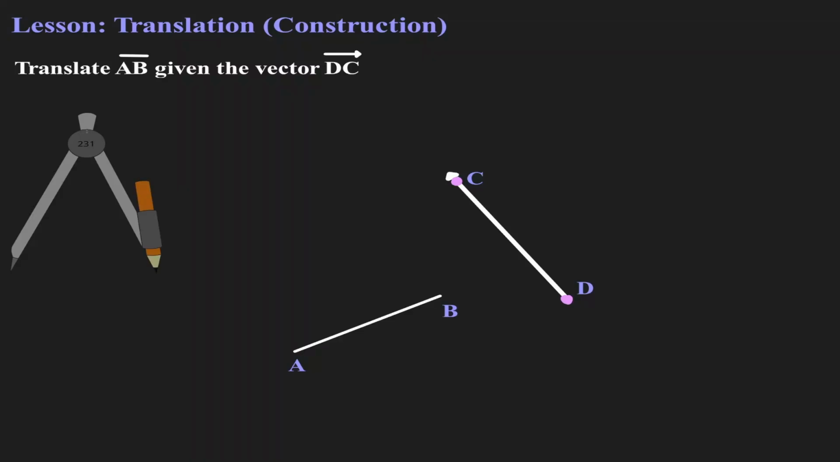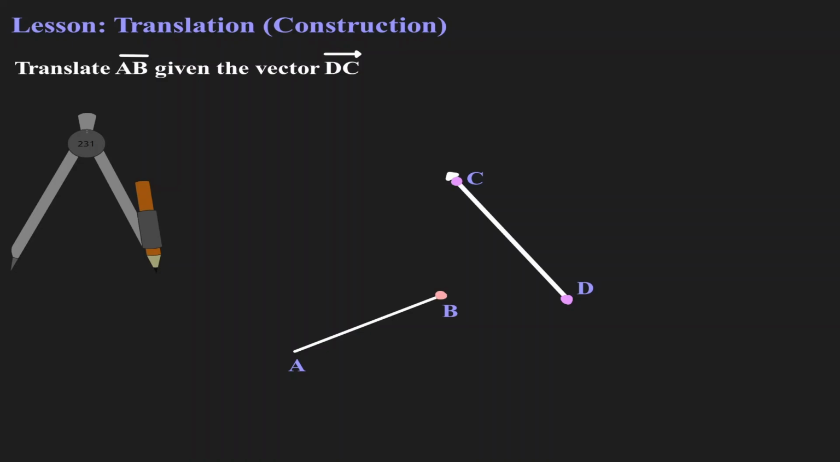Welcome. In this lesson, we're going to talk about the construction of a translation. Let's understand what we want to do. We're going to get this object, a line segment AB, and we're going to try to translate it using the vector DC. A vector is a line that has a direction and a length. In other words, we want to get the line segment AB and translate it using the length and direction of the vector DC. Let's start with point B.